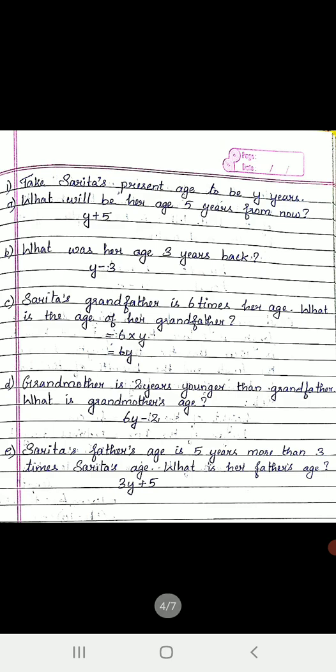Here you see. Take Sarita's present age to be Y years. So Sarita's present age is given as Y. Y is her age. What will be her age 5 years from now? If now the age is 10, after 5 years it is 10 plus 5. Here present age is Y. So after 5 years it is Y plus 5. What was her age 3 years back? So before 3 years how much it will be? So from the present age you should subtract 3. So Y minus 3.